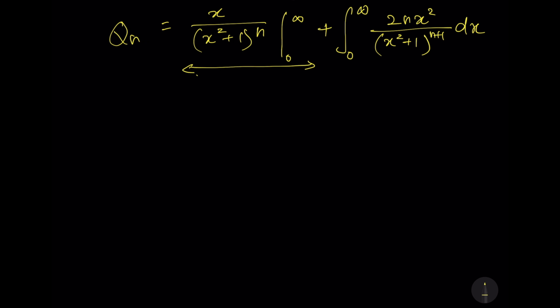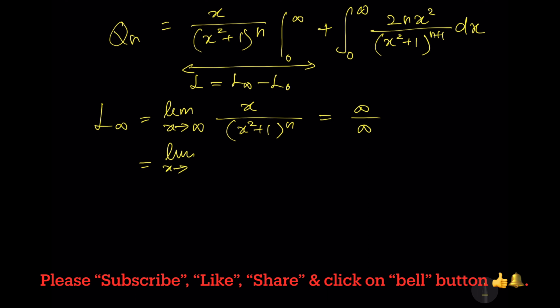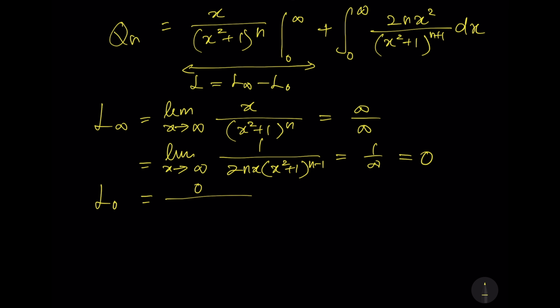Assume part 1 equals L, which is equal to L infinity minus L0, where L infinity equals the limit as x tends to infinity of x divided by (x squared plus 1) to the power n, which is infinity divided by infinity. We can apply L'Hopital's rule to get the limit of 1 divided by 2nx multiplied by (x squared plus 1) to the power n minus 1, which is 1 over infinity, which is of course 0. L0 is much simpler, which is 0 divided by (0 squared plus 1) to the power n, which is again 0. So now we know L is equal to 0, which means Qn depends solely on part 2.